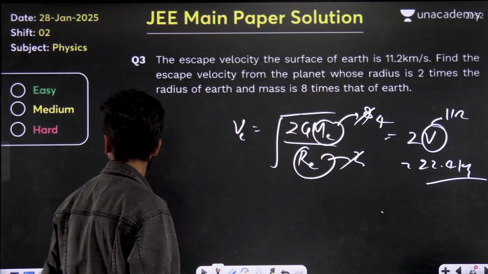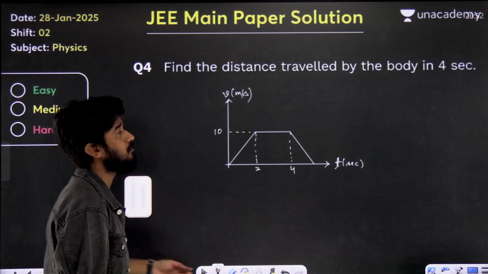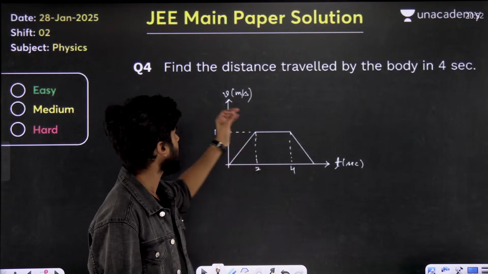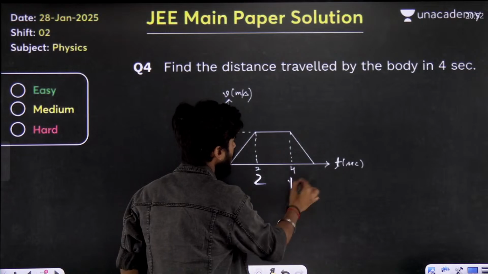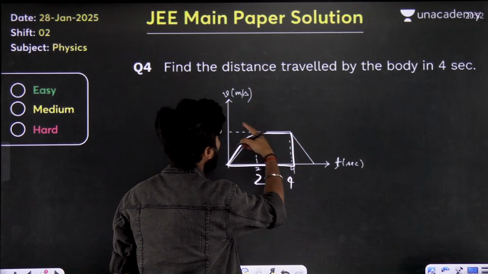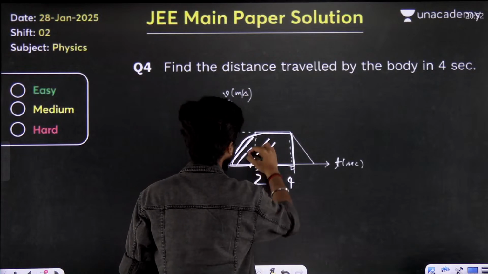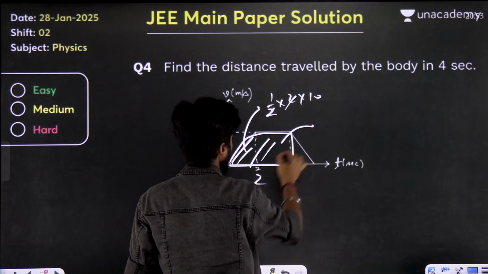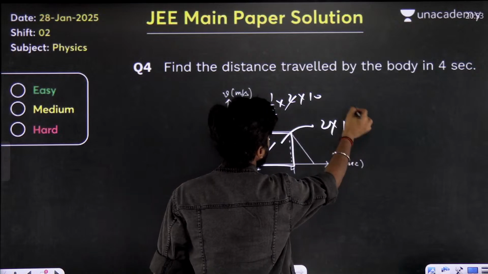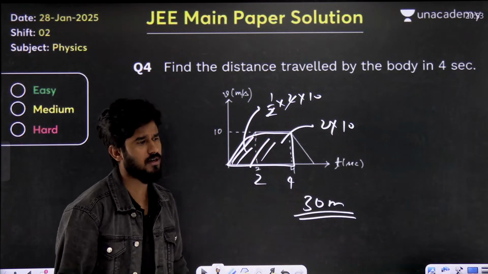Next question is a very simple question from kinematics. What the question is saying: find the distance traveled by the body in 4 seconds. This is 2, this is 4. So we have to find the area till here. This is the XVT curve. We have to find the displacement. It means simply area under the curve. So this is simply half, base is 2, height is 10, so it is 10. This is simply 2 into 10, means 20. 20 plus 10 is 30. 30 meter is the answer. Too many easy questions were asked in this shift.